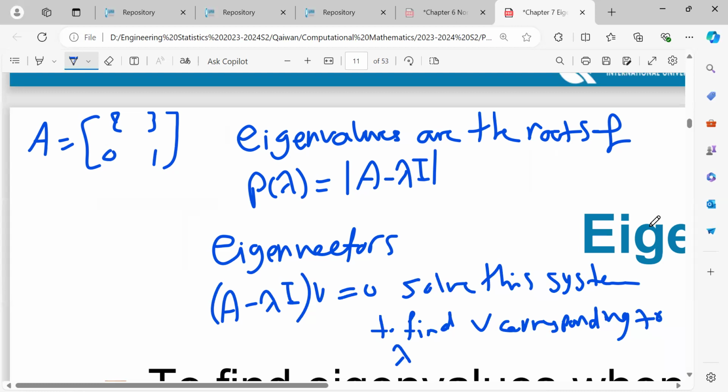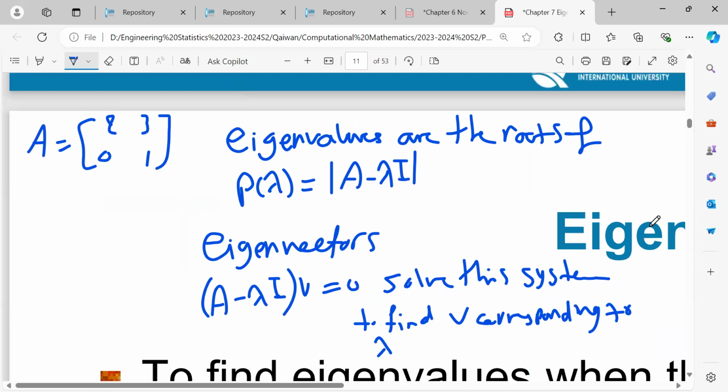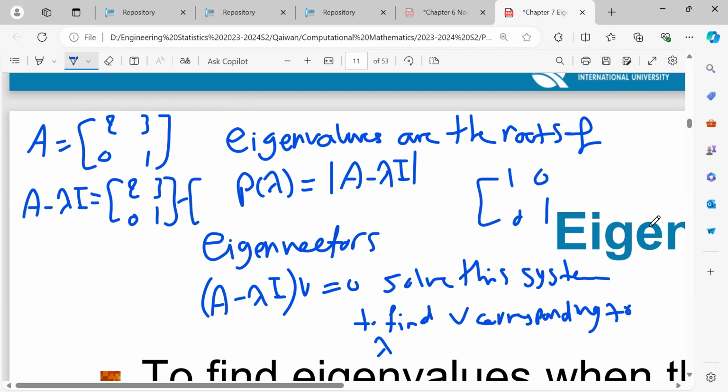So that's all about eigenvalues and eigenvectors here. We must first find eigenvalues. We say P of lambda. First, let's find A minus lambda I. A minus lambda I is 2301 minus what's lambda I? It's lambda times a 2 by 2 identity matrix, which is 1001. If we multiply it by lambda, we get lambda 0 0 lambda.